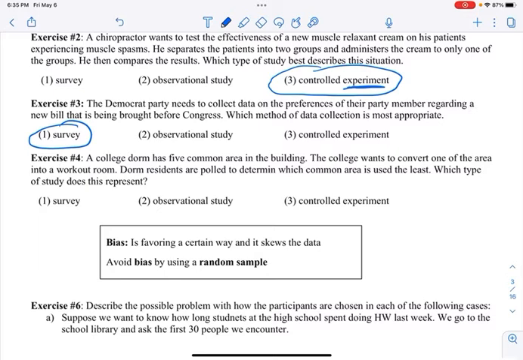A college dorm has 5 common areas in the building. The college wants to convert one of the areas into a workout room. Dorm residents are polled to determine which common area is used the least. Which type of study does this represent? Well, if you poll somebody, you ask them a question, that again is a survey.